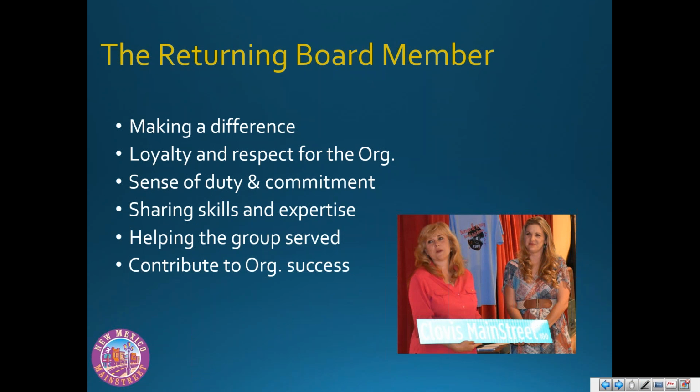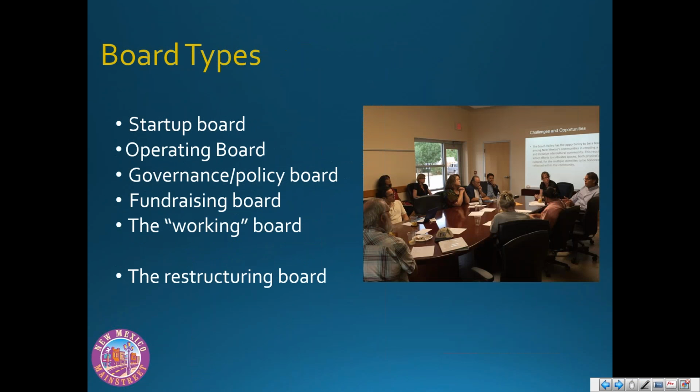I have the opportunity to share my skills and my expertise, and I'm actually helping the constituent group or the issues that this organization is focusing on. So I have an opportunity to contribute to the organization's success. And I want to take a moment to thank all those board members, not only who have joined MainStreet organizations, but continue to serve.